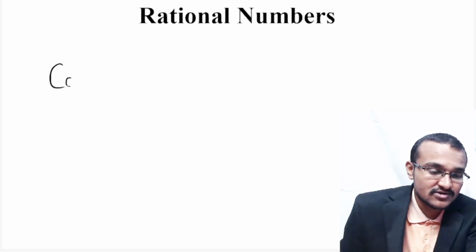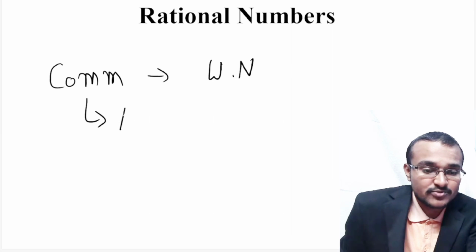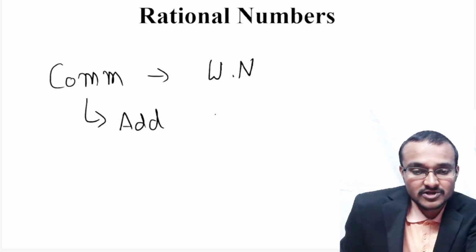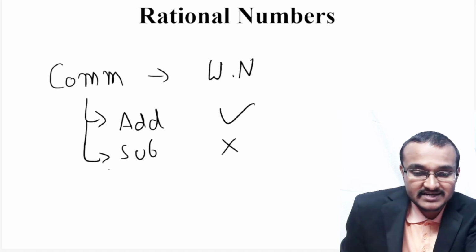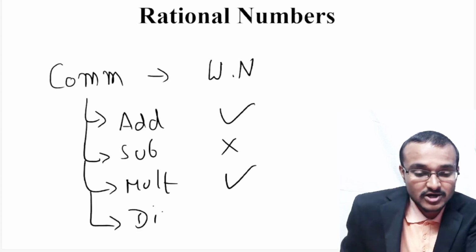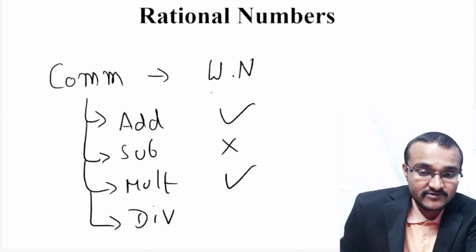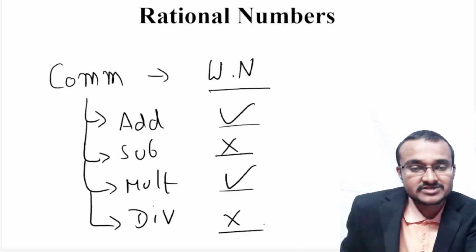So coming to the conclusion for commutative property for whole numbers: under addition it was satisfied, subtraction was not satisfied, multiplication was satisfied, division was not satisfied. So for addition, subtraction, multiplication and division with whole numbers, addition and multiplication are satisfied, but for subtraction and division it is not satisfied.